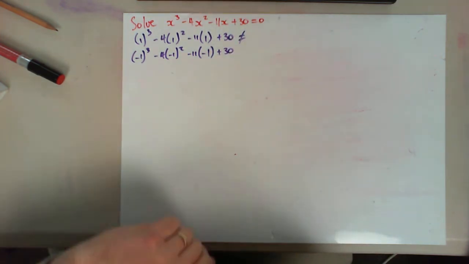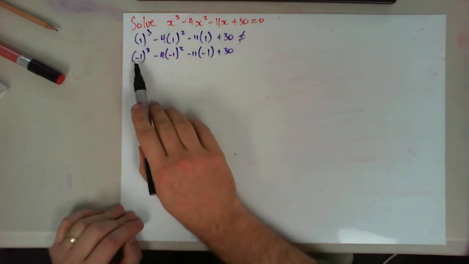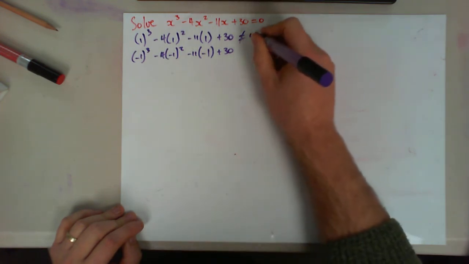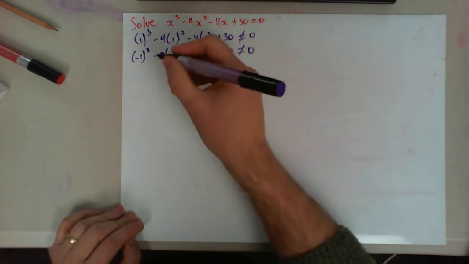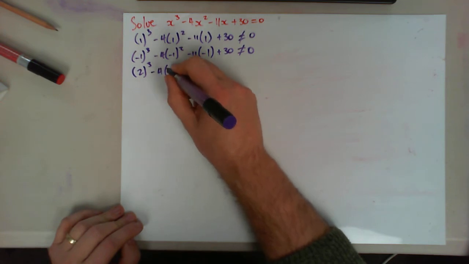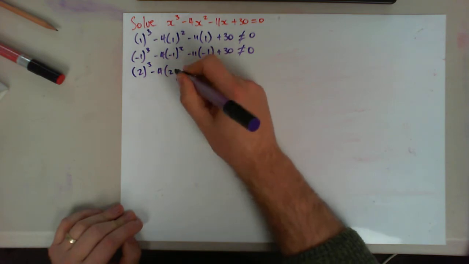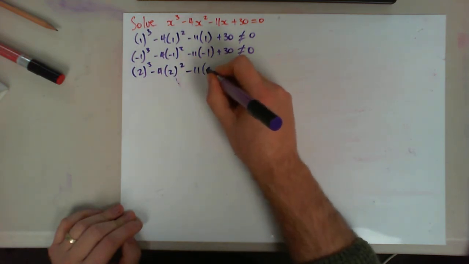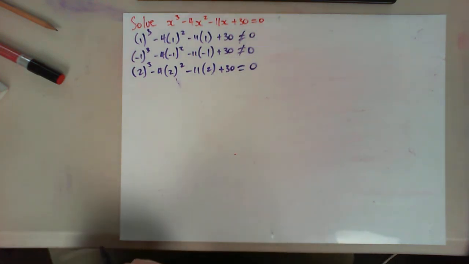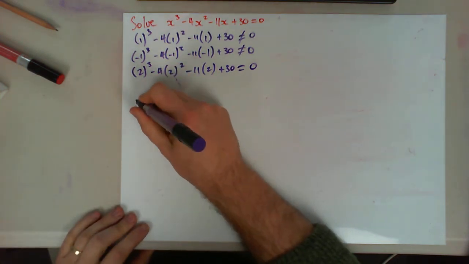When we do that, we'll also see that that does not equal 0. Negative 1, take 4 is negative 5, plus 11 plus 30, that does not equal 0. So let's keep moving on through our options. We can try 2. So 4 times 2 squared, take 11 times 2 plus 30, and we find that does in fact equal 0. So that means that our factor is x take 2.